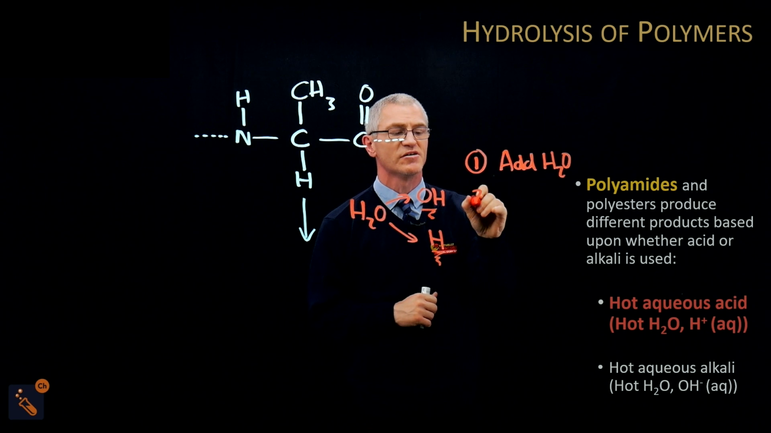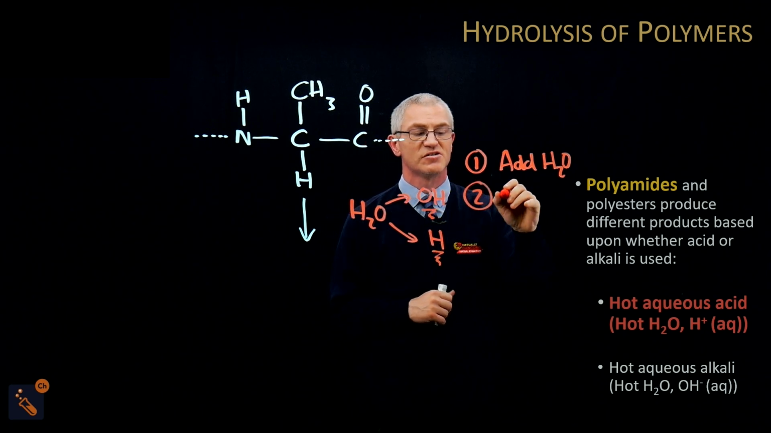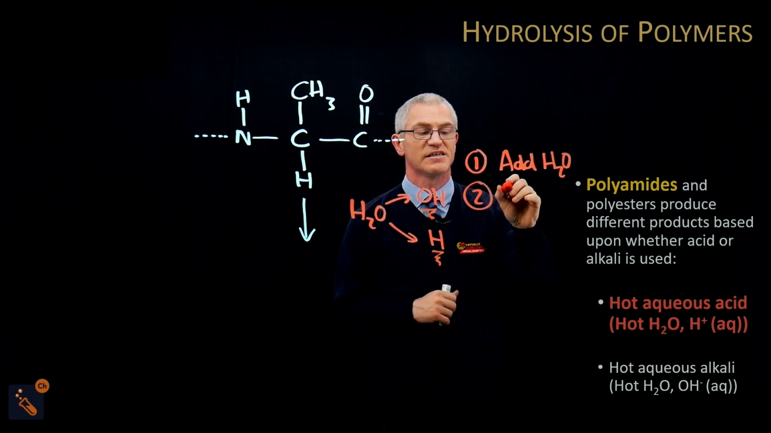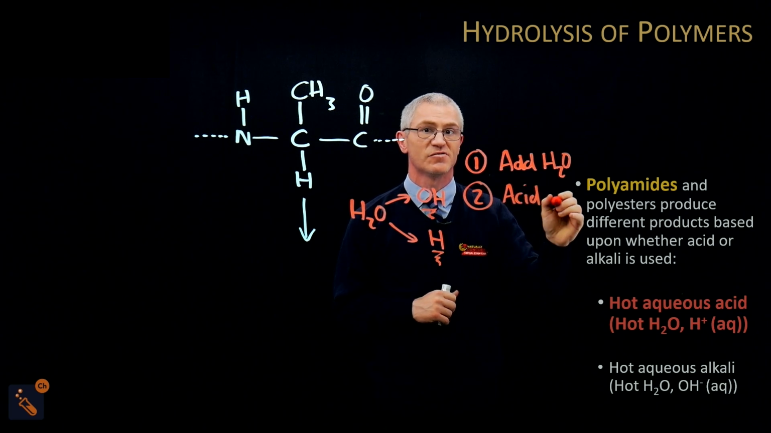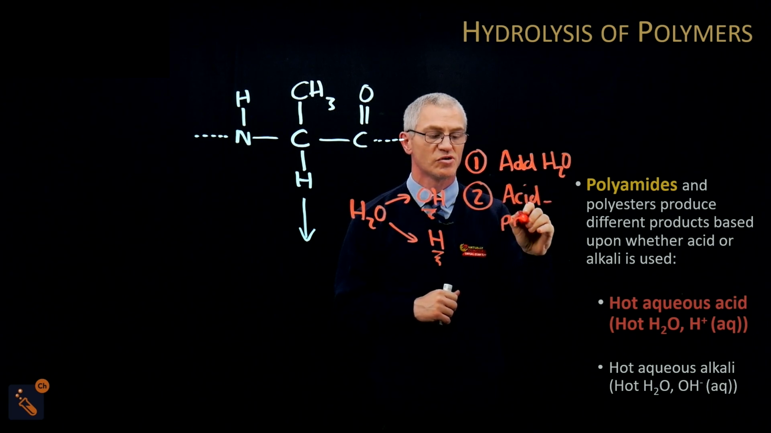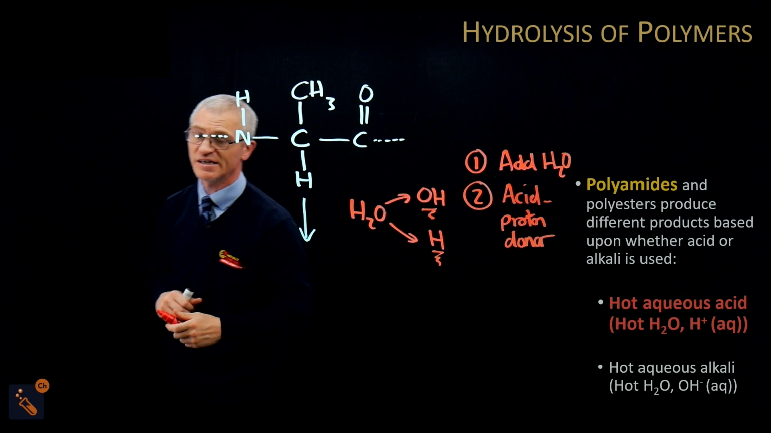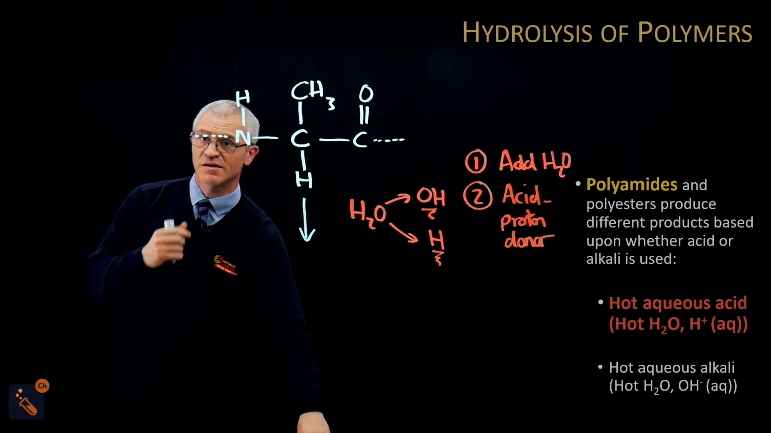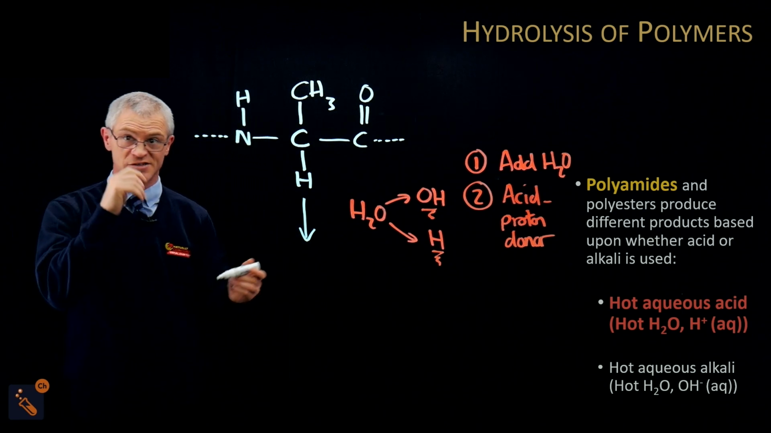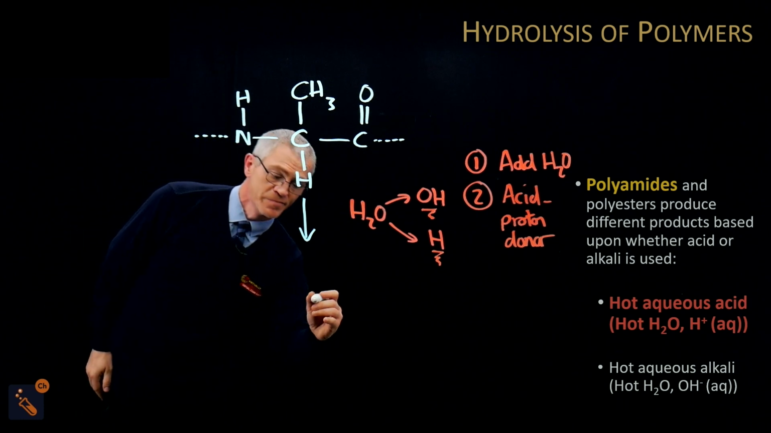And the second thing we're going to do is look at what happens when we add the acid. An acid, if you remember, is a proton donor. If you've got an acid that's a proton donor, you just need to look at where you can donate that acid. So if we then look down, let's redraw the repeating unit.